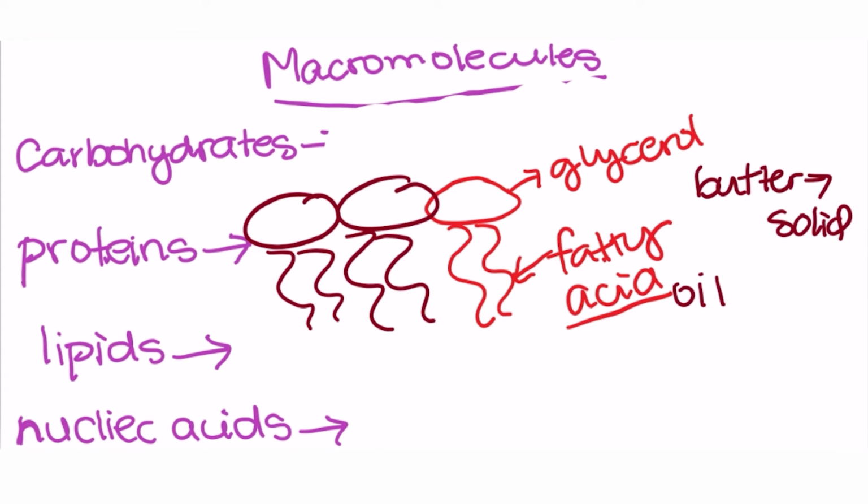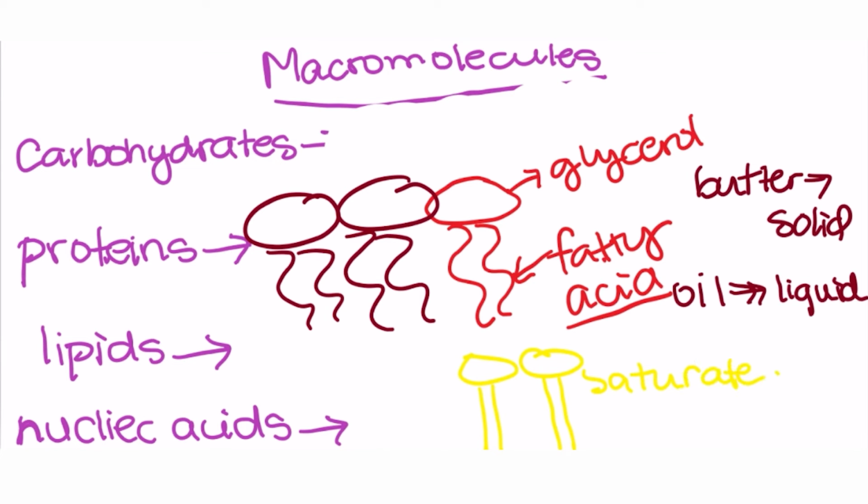Oil is a liquid. So how did that happen? This happened because of our fatty acid tails. If the fatty acid tail has no kinks, then it is called saturated. For example, butter. But if it has kinks, it would be like this.